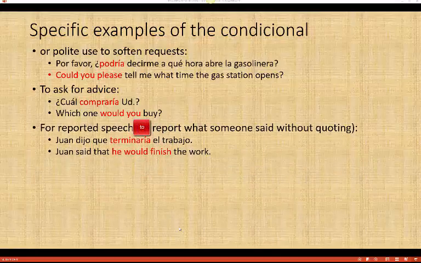And for reported speech, which literally is just to basically talk about or to report what someone has said without literally quoting them. So, talk about what Juan said, right? So Juan dijo que terminaría el trabajo. He said that he would finish the work. There was a probability, a possibility that he would finish it. That's what he said. Okay?